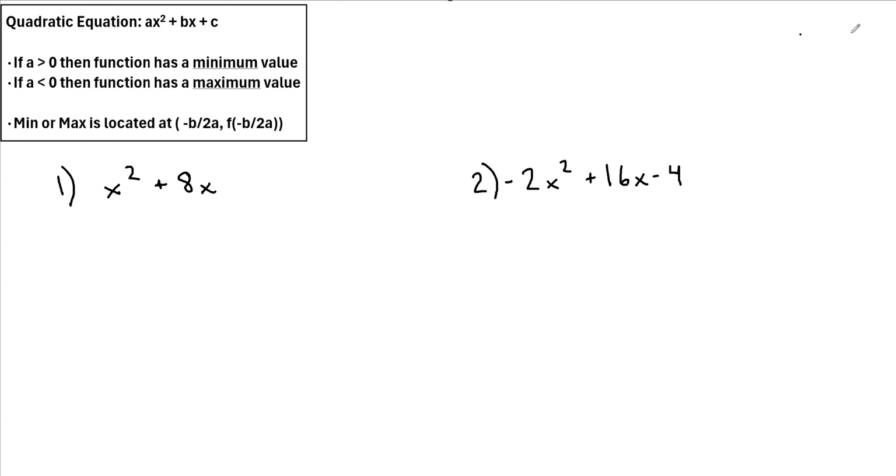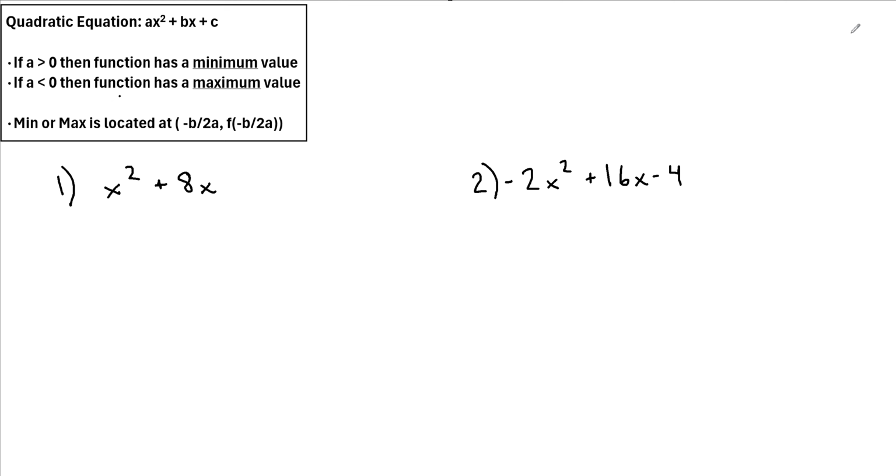In this video, I will explain how to find the minimum or the maximum of a quadratic function. So recall a quadratic function is always written in this form: ax squared plus bx plus c. Now, if the value for a, this first coefficient right here, is greater than 0, then the function has a minimum value. But if the value for a is less than 0, then the function has a maximum value.